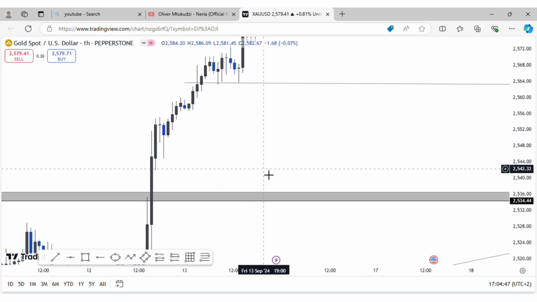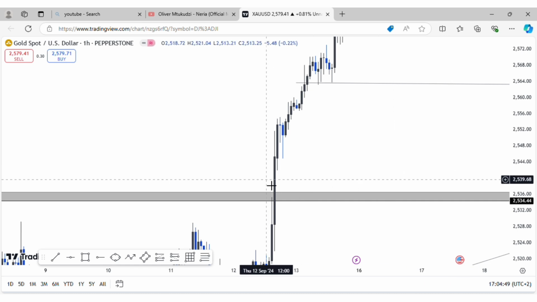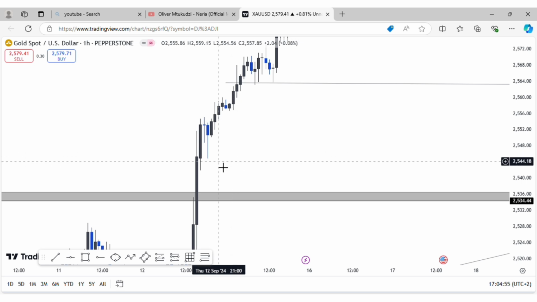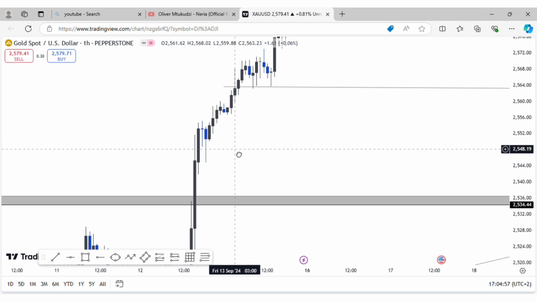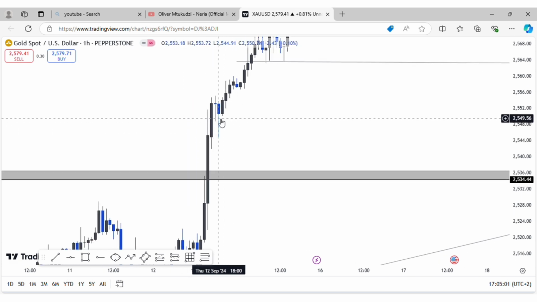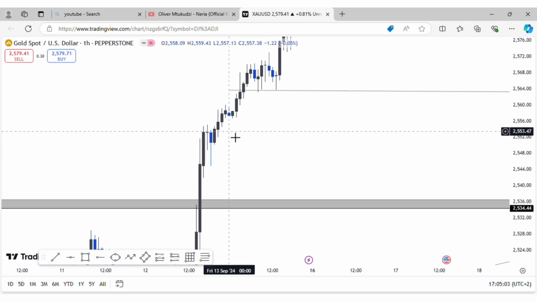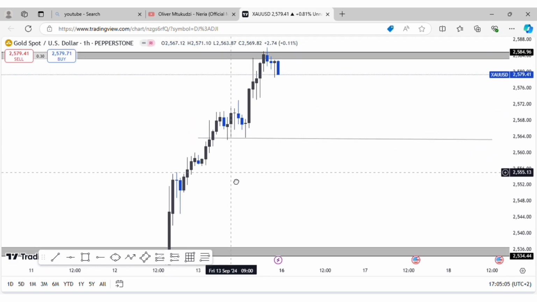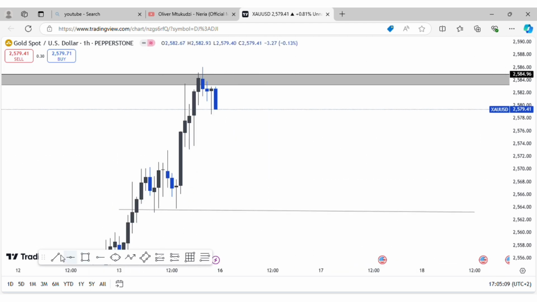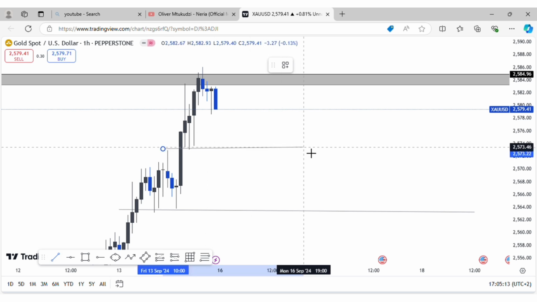But me personally, as you can see, my support was only here. My buying opportunities were going to be on my golden zone, but since there is no low and a high here, I guess I could have entered on a smaller time frame. So as you can also see here, there is a low.